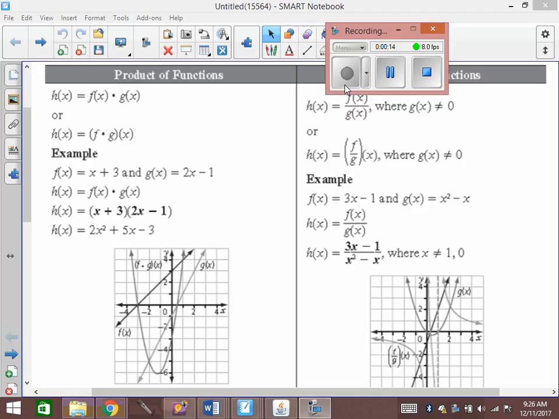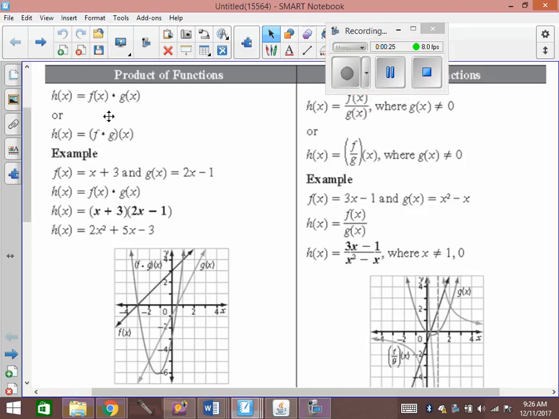So if it's a closed dot, that's multiplication. Just like when we had f plus g of x or f minus g of x, we rewrote it as f of x plus g of x or f of x minus g of x. Same thing here. If it's f times g of x, we rewrite it as this.